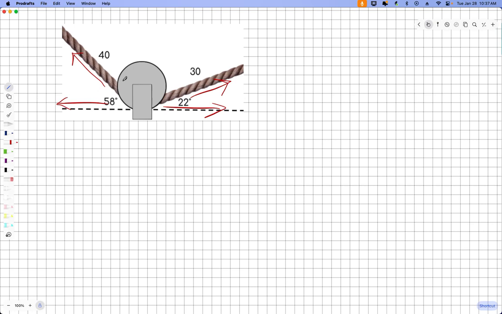So first of all, let's look at this angle here. We've got 58 degrees from here to here. This is your 58-degree angle, with a magnitude of 40. That's your hypotenuse, right? So this creates a right triangle just like that. So this is your hypotenuse of 40.